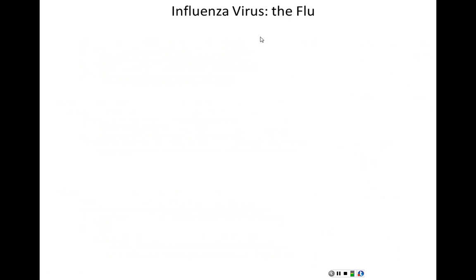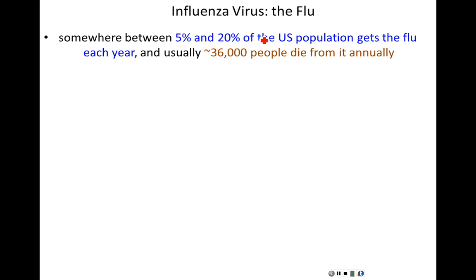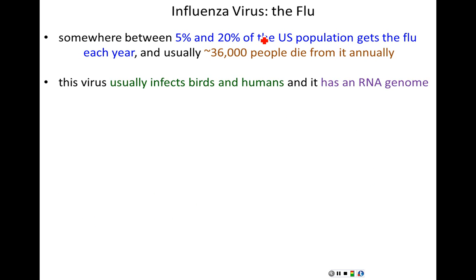And finally, the flu, influenza. Somewhere between 5 and 20% of the U.S. population gets the flu every single year, and usually about 36,000 people die from the flu annually, typically young children and older senior citizens. The flu virus is capable of infecting birds and humans, also pigs or swine, and it is an RNA-based virus. But interestingly, it's not a retrovirus.